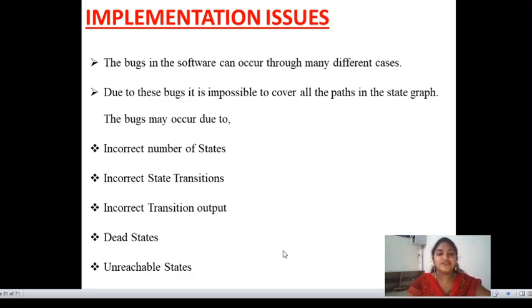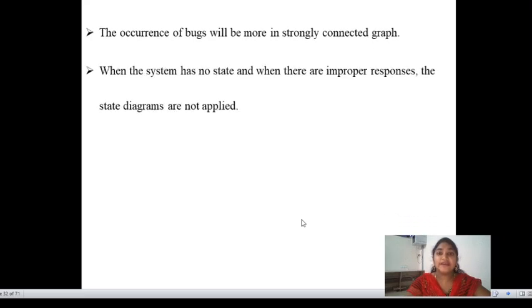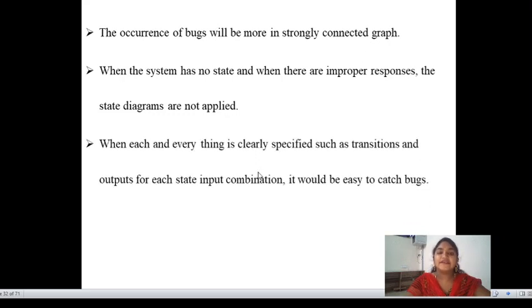Because of all these issues, the implementation of state testing will be defined and tested, and bugs occur because of these situations. So that is nothing but implementation issues. Next, the occurrence of bugs will be more in a strongly connected graph. The bugs will occur when the system has no state and when there are improper responses, the state diagrams are not applied. So when everything is clearly specified, such as transitions and outputs for each state input combination, it would be easy to catch bugs.